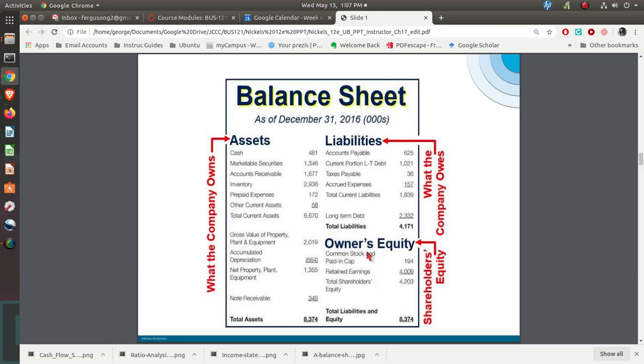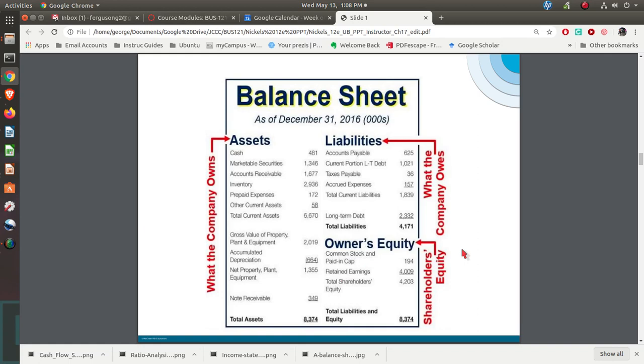Then the stuff that's left over is what's called equity. In other words, people will invest in the company, and that's paid in capital, okay, the stock. Retained earnings are the profits that have been left over from previous years, so that you get your total equity. So your equity plus your liabilities should equal your total assets.